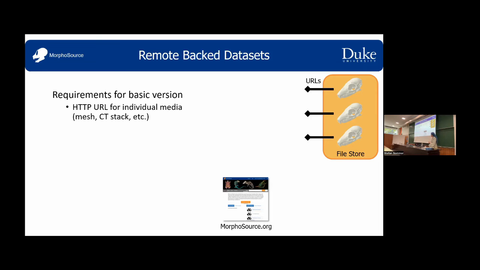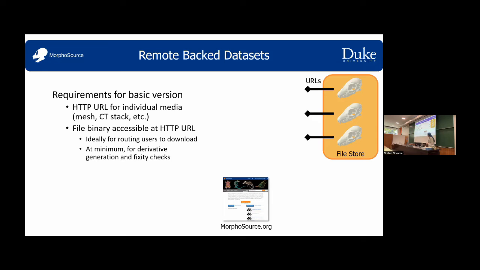Some of the basic requirements: the media has to be URL accessible somewhere, because if we're going to do it this way, if someone wants to download that media, we have to be able to route them back to the original source. And at MorphoSource, we have to be able to check those media. We want to make sure, does it still exist? Is it still the same file that it was originally?